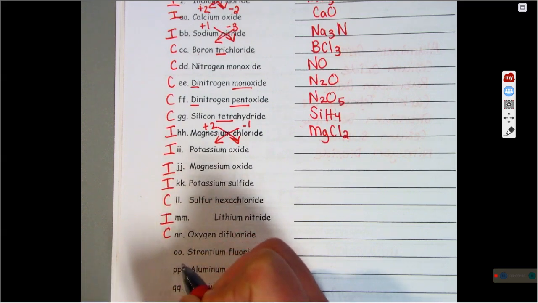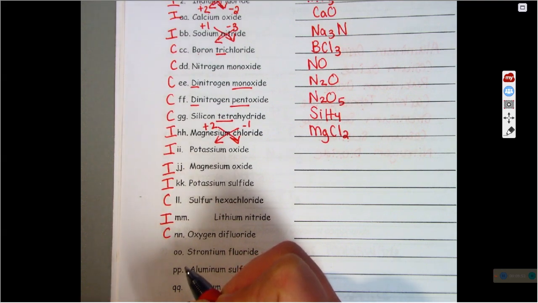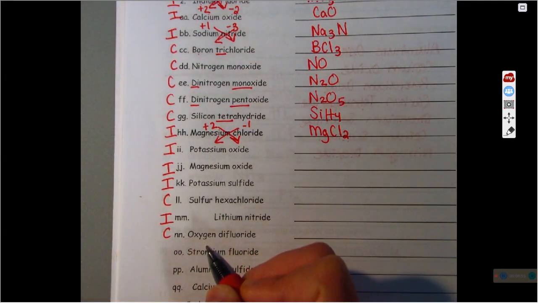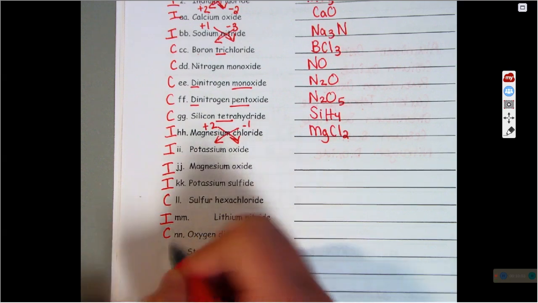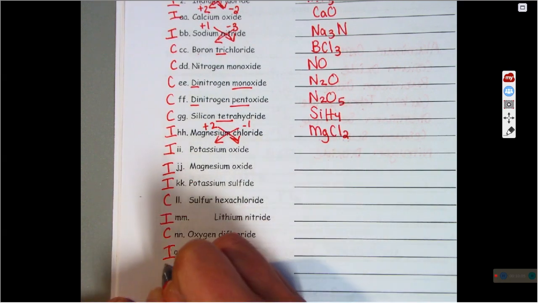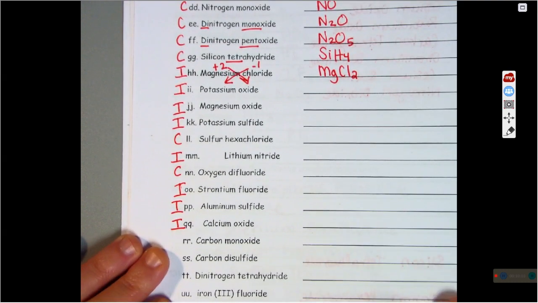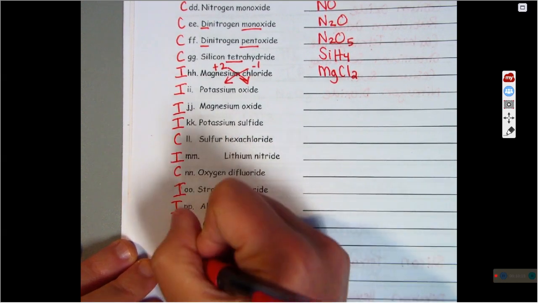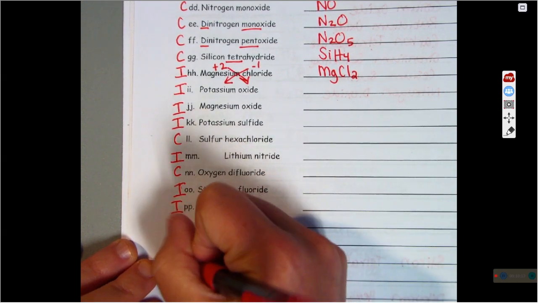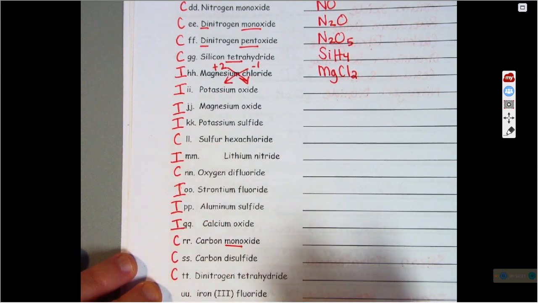Strontium. Strontium, if you look for it, is Sr. And when you find Sr, you'll notice that it is actually one of our group 2 alkaline earth metals. It is ionic. Aluminum, a metal, ionic. Calcium, a metal, ionic, so you're dropping and swapping the charges. Carbon, a nonmetal, covalent. Also, I see prefixes. Carbon, a nonmetal, covalent. Dinitrogen, I'm seeing prefixes and no metal, which means it's covalent.